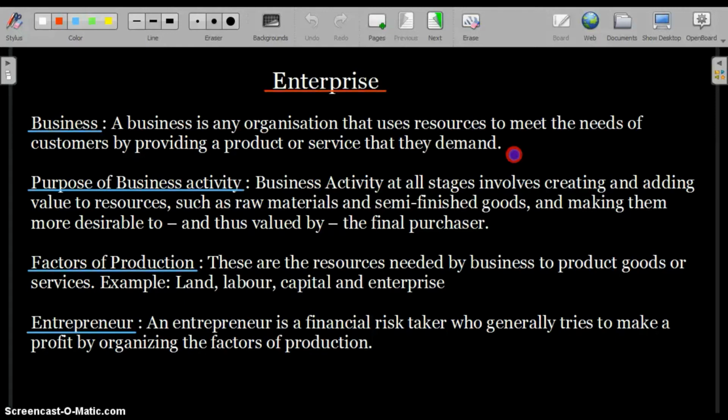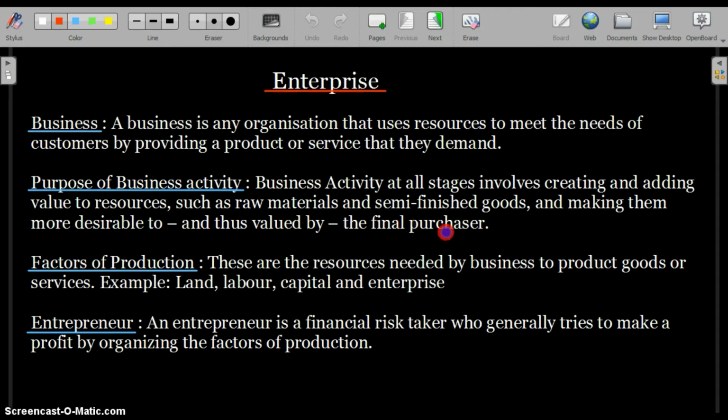So it's generally just one thing, that there's a trade being made. You're giving a product or service in return for some money. That is the value of the product. So that is basically the business: any organization that uses resources to meet the demands of customers by providing a product or service.